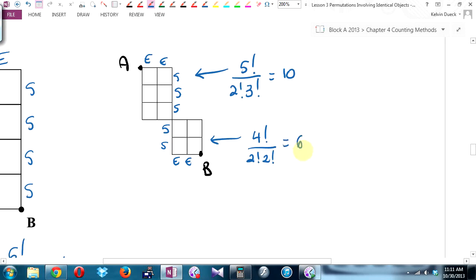6. And now listen close. I have 10 choices to go from here to the middle, and 6 choices to go from the middle to B. How many choices do I have altogether? Not 16. What does the fundamental counting principle say that I do when I'm making choices? What do I do with those numbers? I got that many choices to get from A to middle. I got that many choices to get from middle to B. Apparently, 60 paths altogether.